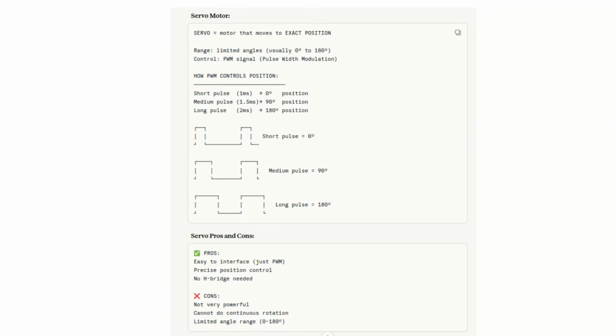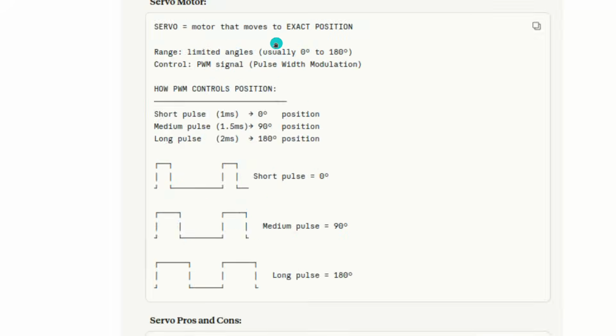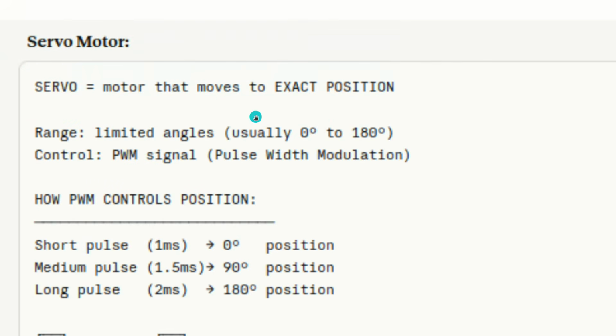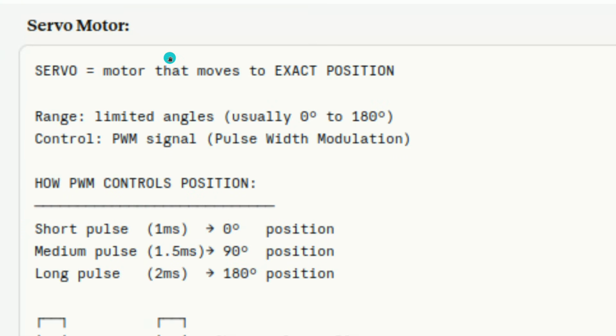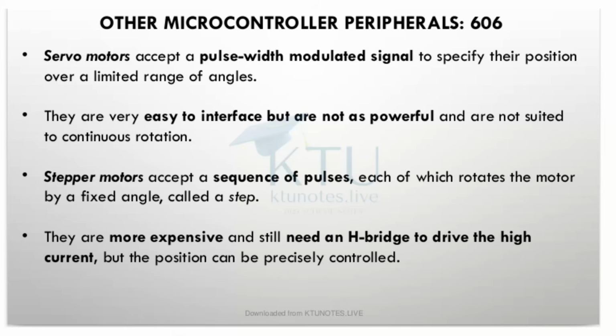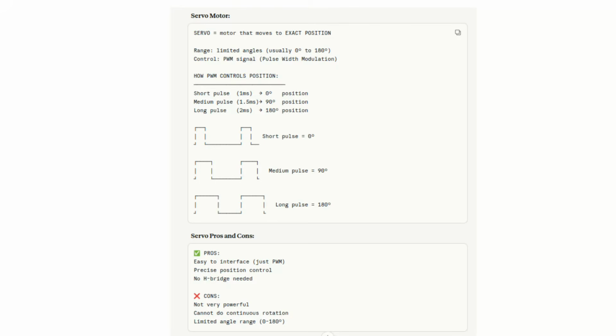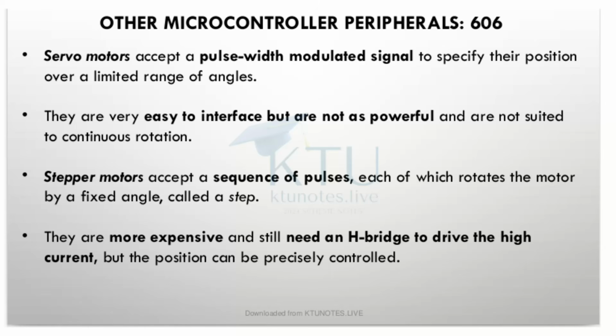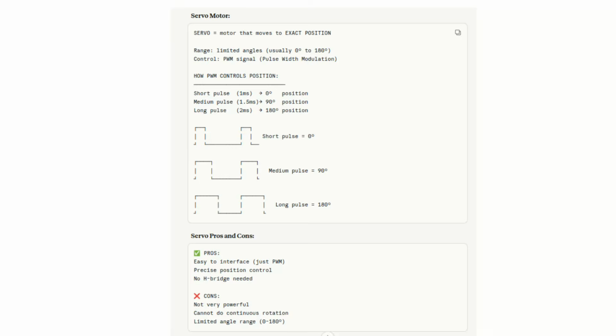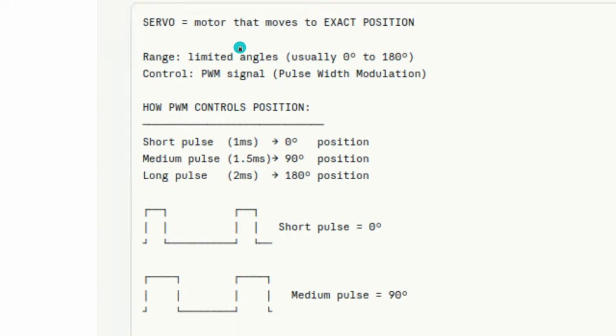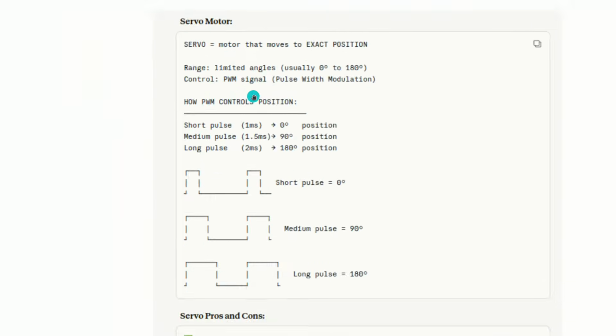PWM, pulse width modulation. That is one important thing that you have to remember. So the three important things that you have to remember about servo motor is that first, the motor moves to an exact position, exact angle from 0 to 180 degrees. There is a short pulse, medium pulse, and long pulse for the 0 degree, 90 degree and 180 degree positions. And another important thing is that the servo motor accepts a PWM signal, that is a pulse width modulation signal, to specify its position. So to specify the position, this servo motor is using this PWM signal.